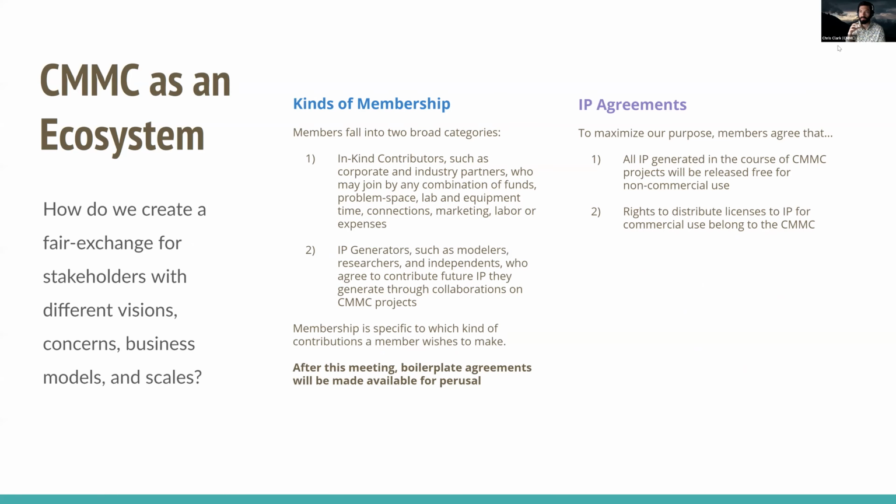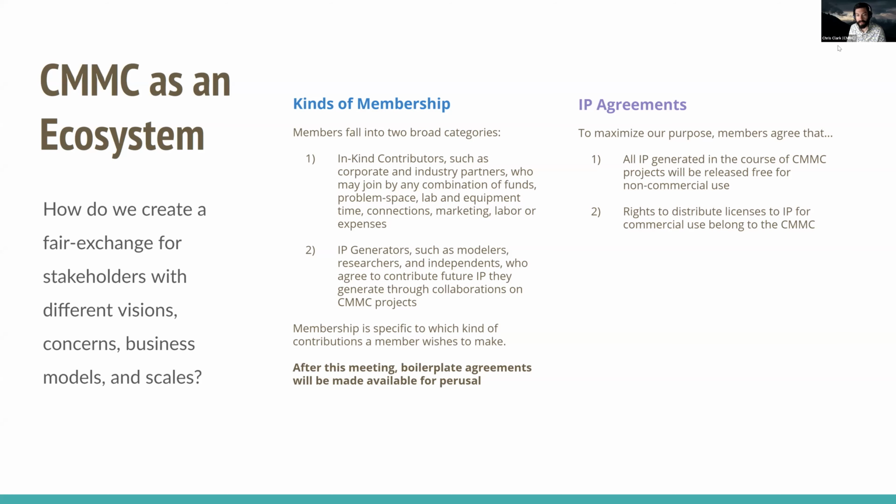And that first membership category are in-kind contributors, such as corporate and industry partners, who may join by contributing any combination of the following: funds, a problem space we really need to solve, lab and equipment time, running validation experiments, introducing connections, marketing, blasting to various channels, actual labor, or paying for expenses.